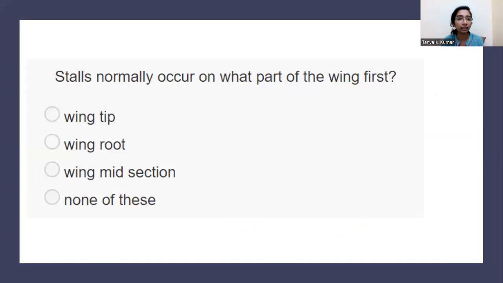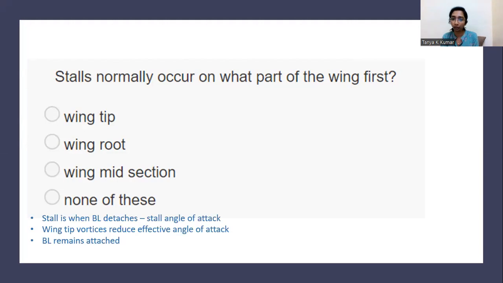The last question is, stalls normally occur on what part of the wing? We hope that the stall occurs on the wing root first, and that is what happens in reality. Why does it happen? So what is a stall? Stall is when at a particular angle of attack, the boundary layer detaches from the wing or the airfoil such that there is no aerodynamic force generated in that region. So that is when the stall occurs.